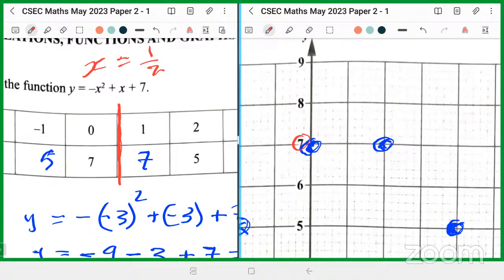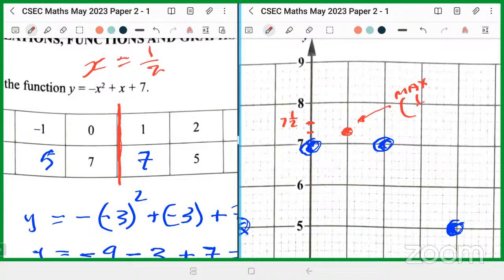So this is 7 and this is 8. So 7.5 will be right here. That will be 7.5. So 7.25 is halfway between 7 and 7.5, which is about right here. So my maximum point is right there. So I have to make the graph go up to that point. That is my maximum point.